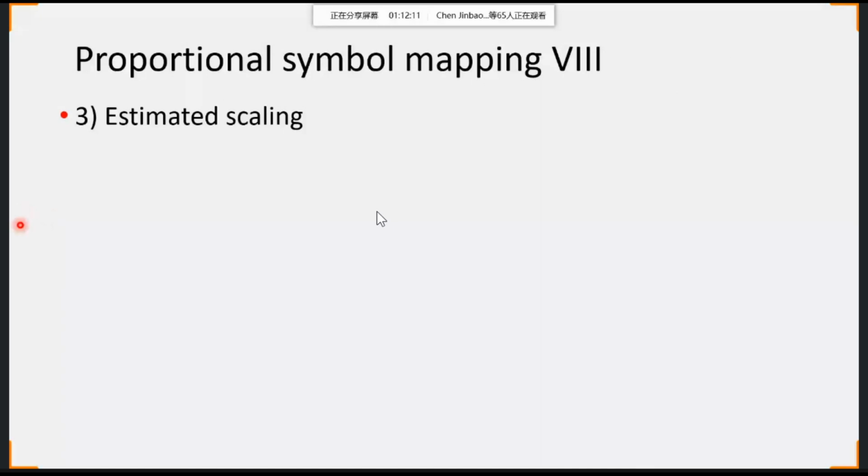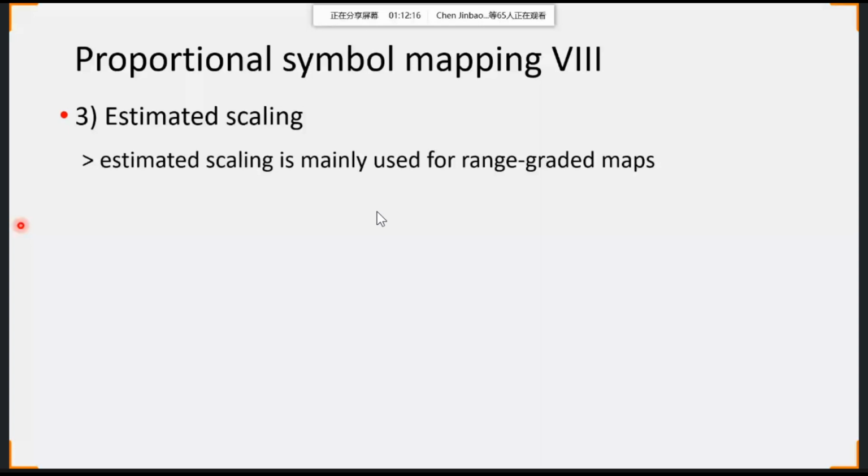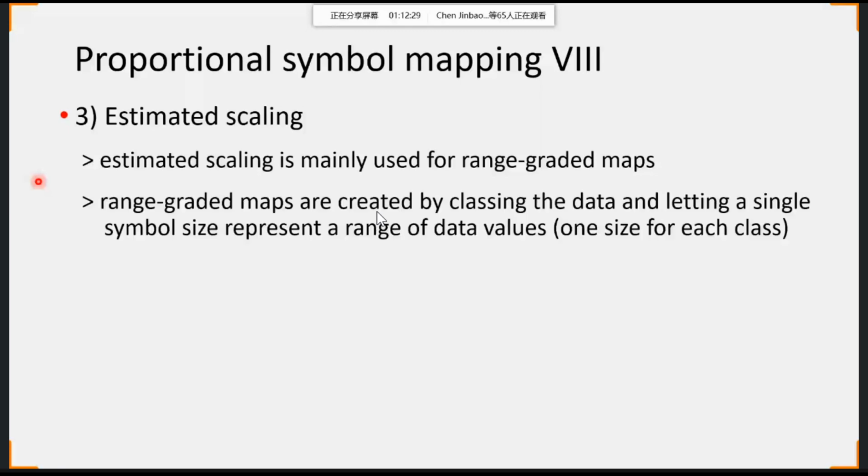The third method is the estimated scaling. Estimated scaling is mainly used for range-graded maps. Range-graded maps are created by classing the data and letting a single symbol size represent a range of data values. So one size for each class. One size represents several of the data values.